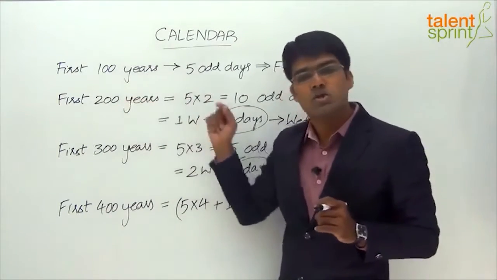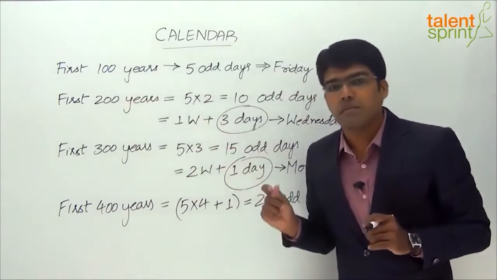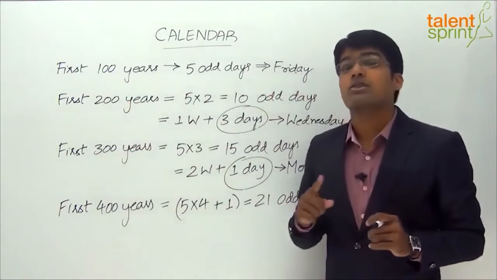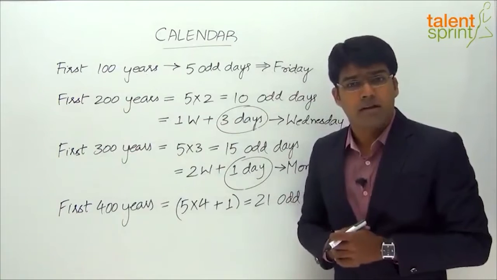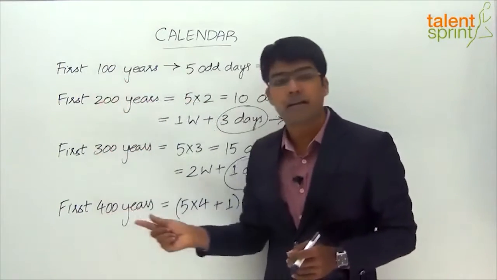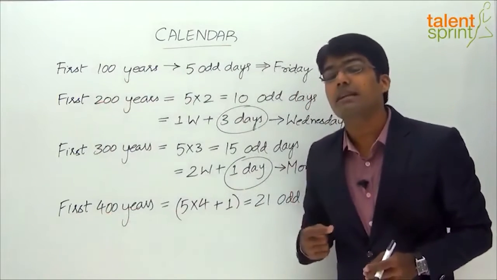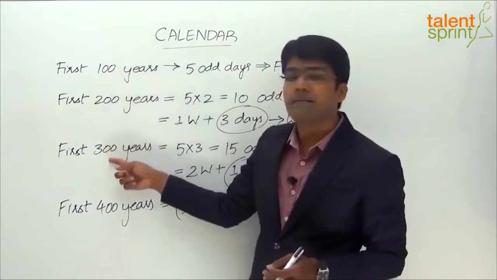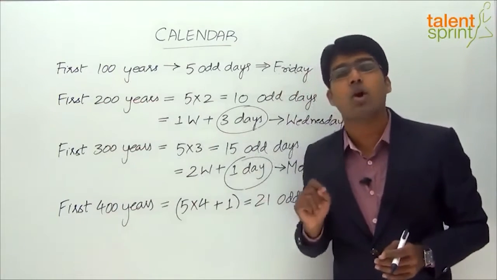200th year was also not a leap year as it was not divisible by 400. And 300th year was also not a leap year as it was not divisible by 400. Right? You know that for a century year, 100, 200, 300, 400, to be a leap year, it must be divisible by 400. So 100, 200 and 300 were ordinary years which had only 1 odd day.